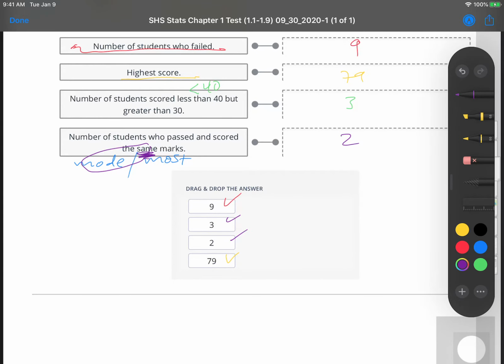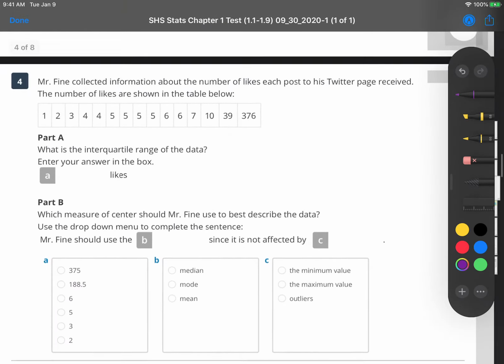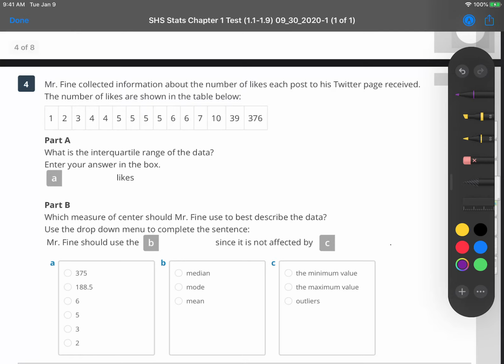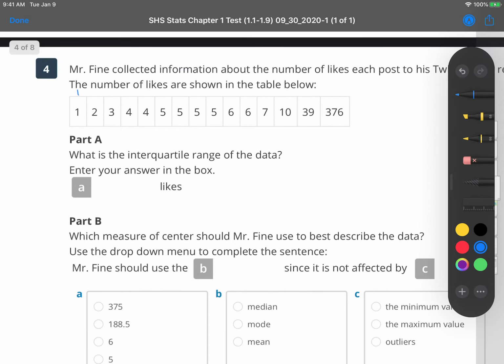Okay, question number 4. Mr. Fine collected information about the number of likes each post his Twitter page received. The number of likes are shown in the table below. What is the interquartile range of the data? I'm just going to go ahead and quickly number these. I guess you guys call it number of tweets. So n is equal to 15.